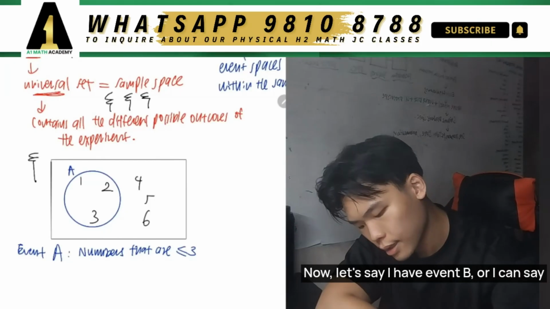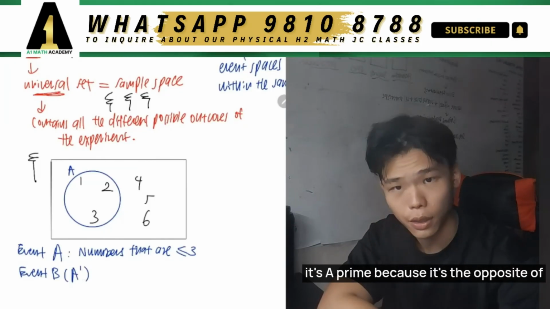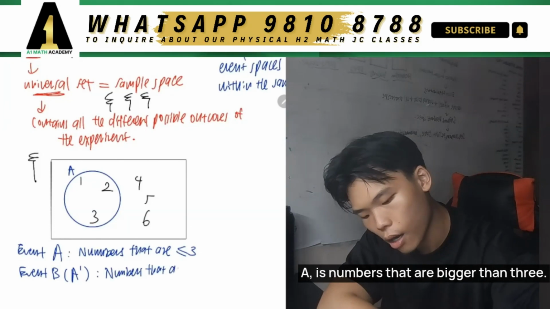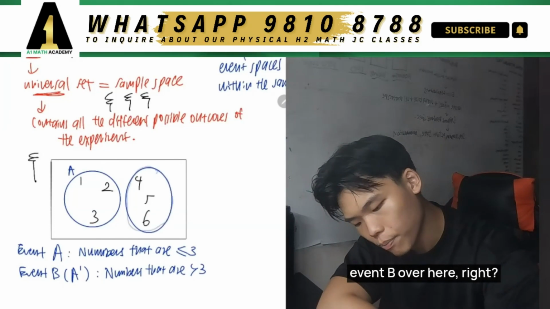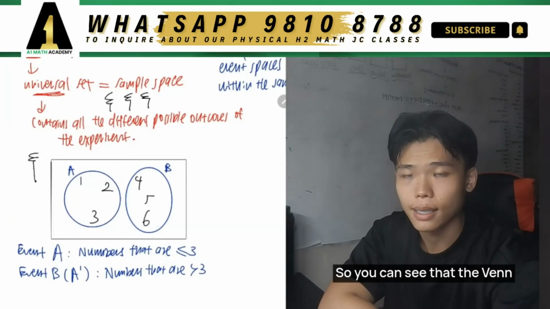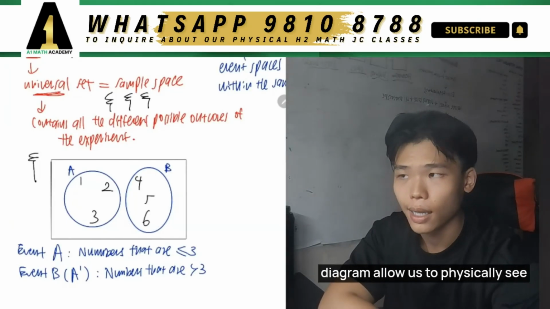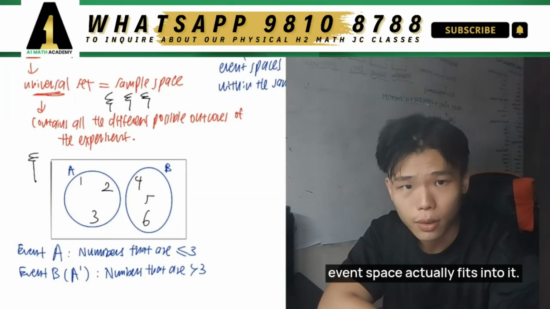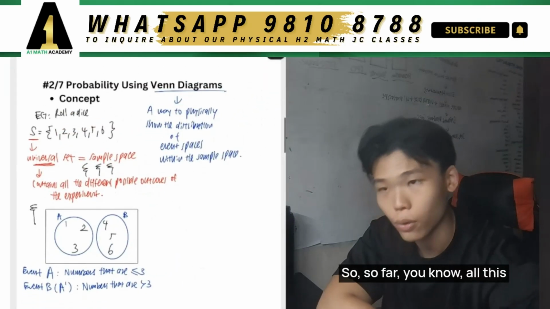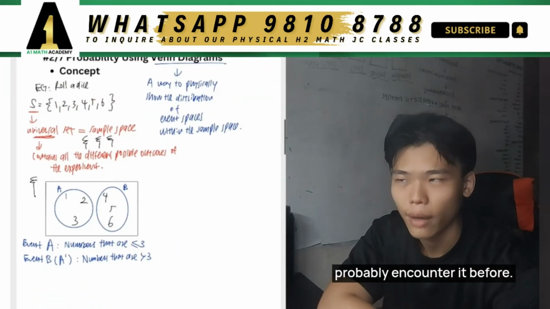Now, let's say I have event B, or I can say it's A prime because it's the opposite of A, is numbers that are bigger than 3. So over here, this is my event B. So you can see that the Venn diagram allows us to physically see the sample space and also how the event space actually fits into it. So far, all this is something that you have probably encountered before.